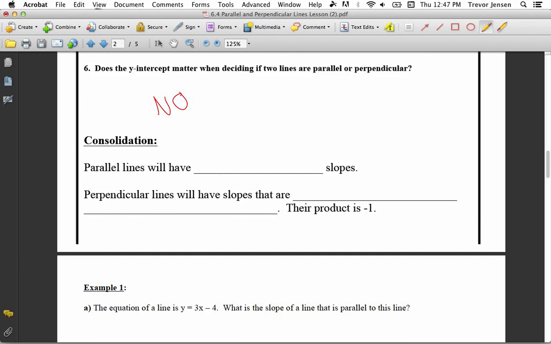So let's consolidate what we just learned here. Parallel lines have identical slopes. They are exactly the same. Perpendicular lines have slopes that are negative reciprocals.